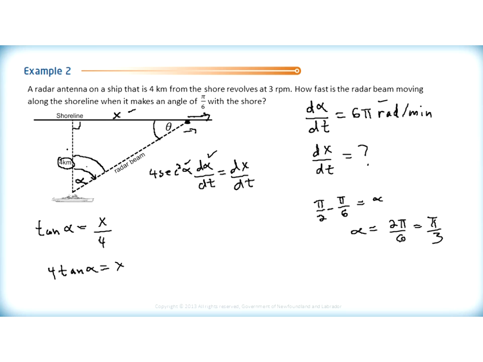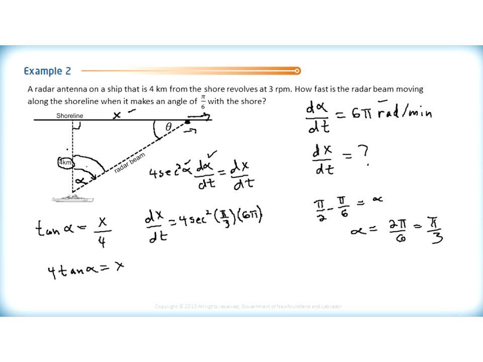All right, so now let's figure it all out. Our dx over dt, the one that we want, is going to be 4 times the secant squared of alpha, which was pi over 3, like that, multiplied by the rate of change of alpha with respect to time. So that's 6 pi radians per minute.